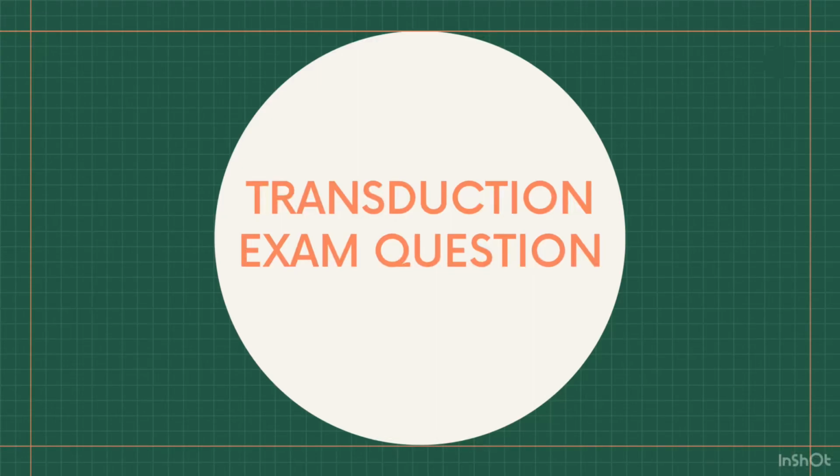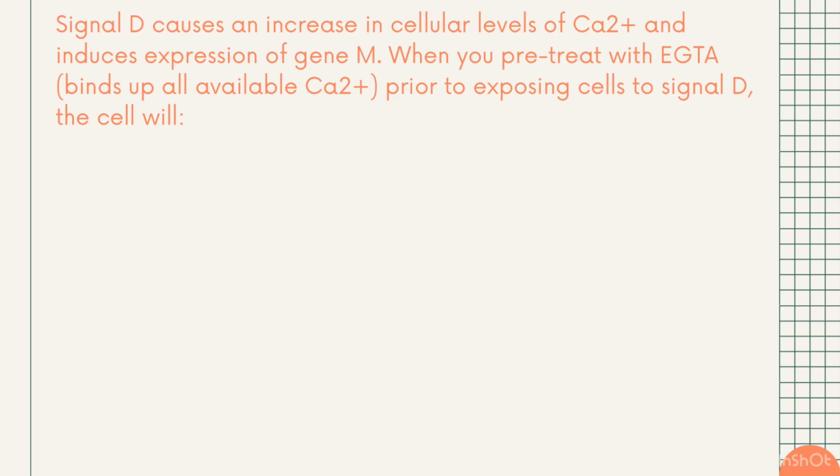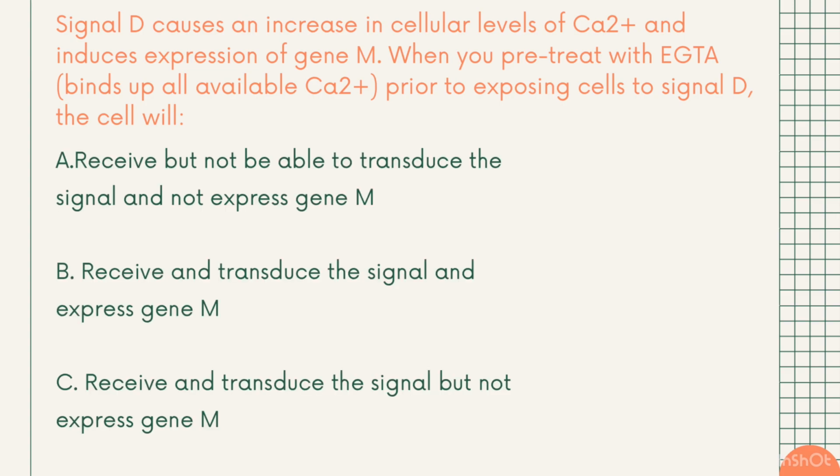Today we're going to be looking at a question about transduction. Signal D causes an increase in cellular levels of Ca2+ and induces expression of gene M. When you pre-treat with EGTA prior to exposing cells to signal D, the cell will: A. Receive but not be able to transduce the signal and not express gene M. B. Receive and transduce the signal and express gene M. Or C. Receive and transduce the signal but not express gene M.